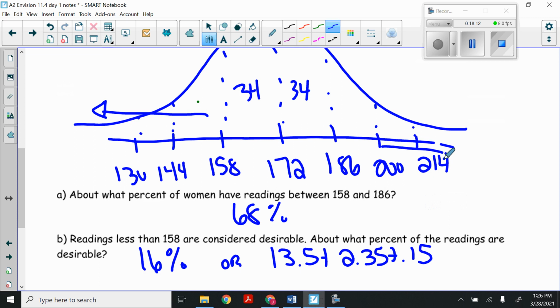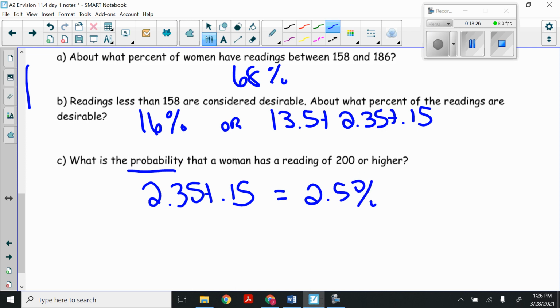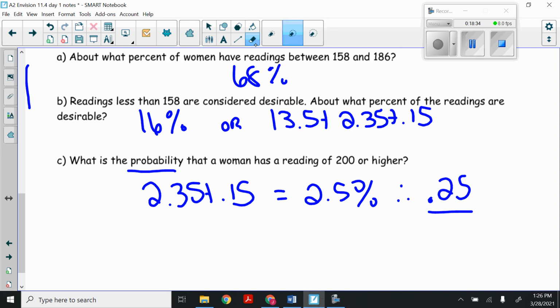What is the probability that a woman has a reading of 200 or higher? 200 or higher, so that's my last 2 areas. So I'm looking at 2.35 plus 0.15, right? And it said probability. So remember, probability, I don't want a percent, so this is 2.5%, therefore 0.025. Sorry, wrote that wrong. 0.025 for 2.5%.